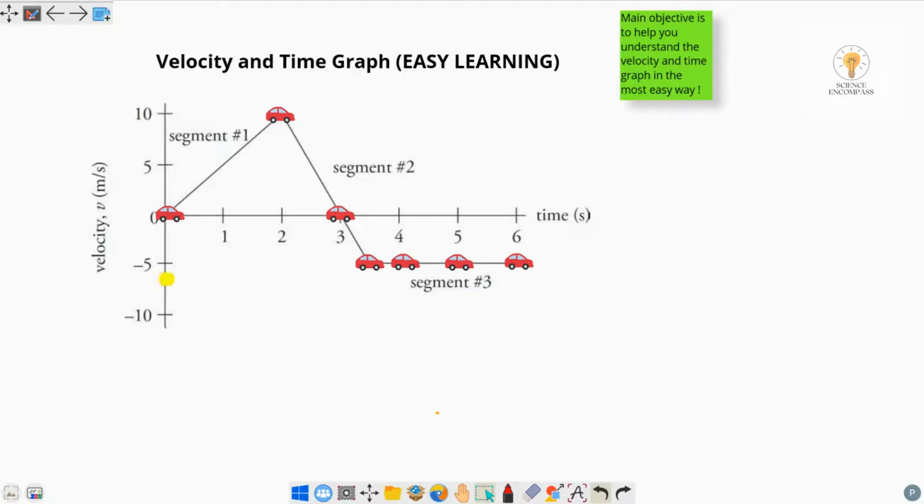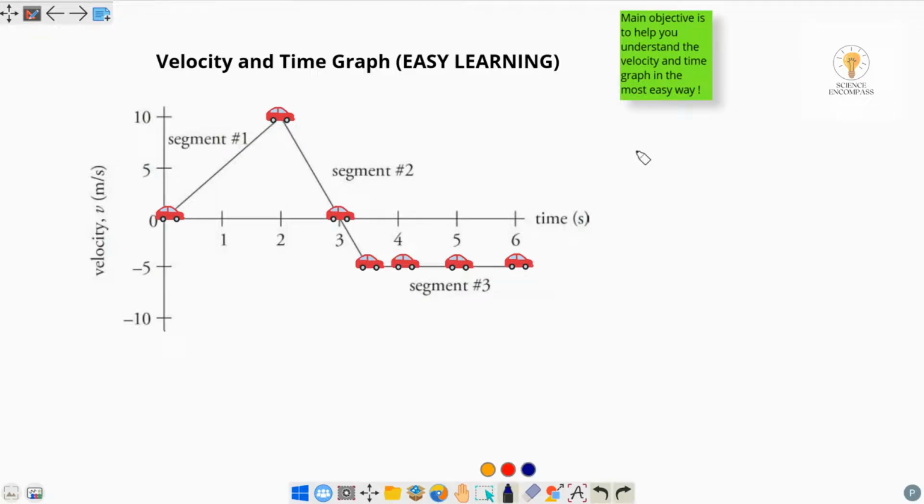So from time 3.5 seconds onwards, you will notice that the line is a steady line, which is just going forward. That means that the velocity is now steady, or the car is moving at a constant rate of minus 5 meters per second. So at time 4 seconds, the velocity is minus 5 meters per second. At time 5 seconds, the velocity is minus 5 meters per second. And at time 6 seconds, the velocity is again minus 5 meters per second.